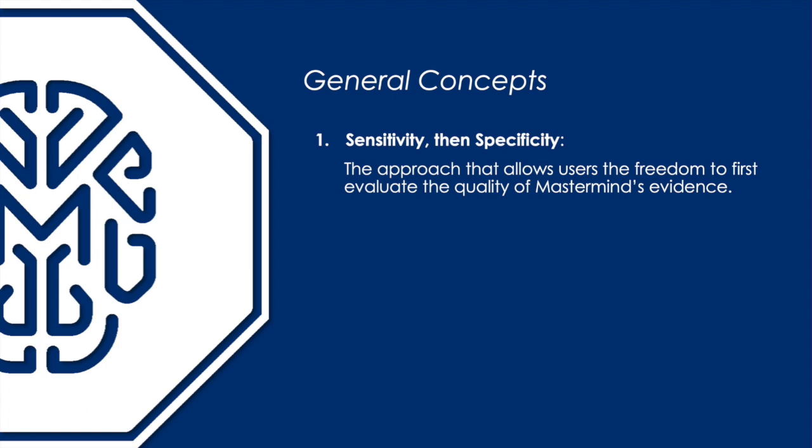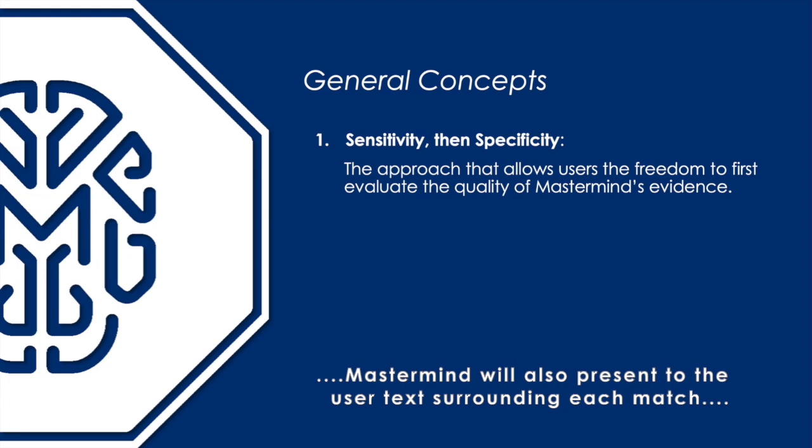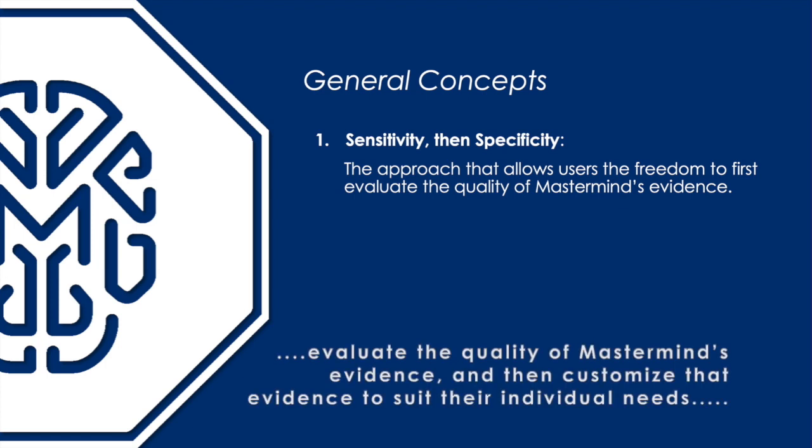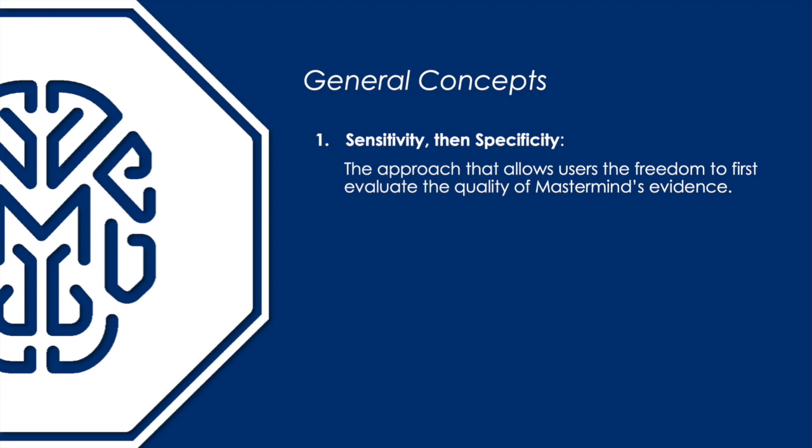The rationale behind this feature is due to how false positive results can be addressed by reviewing the context in which each match was observed, as Mastermind will also present to the user text surrounding each match. False negative results, however, are non-recoverable and not available for evaluation, since it is impossible to evaluate data that's not there. This overall approach balances the issues of both false negatives and false positives, and the end result allows users the freedom to evaluate the quality of Mastermind's evidence and then customize that evidence to suit their individual needs. And now we will show you examples of the rest of these core concepts within the Mastermind interface.